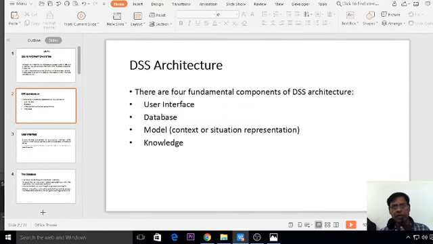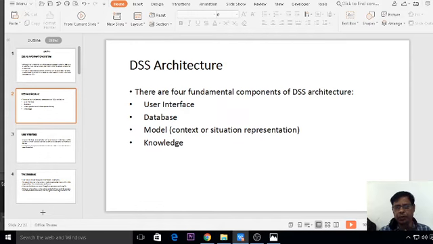Okay. So if you see the DSS architecture, basically what is meant by architecture? Architecture explains the environment, is it not? So if you see DSS architecture, there are four fundamental components of DSS: user interface, database, model and knowledge.